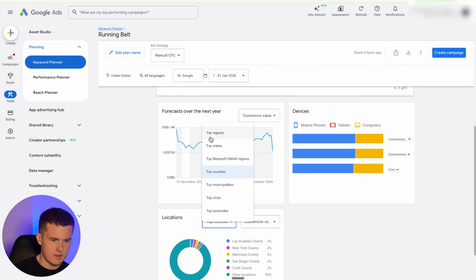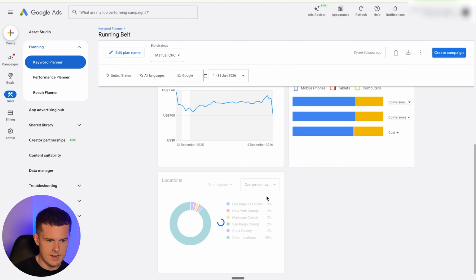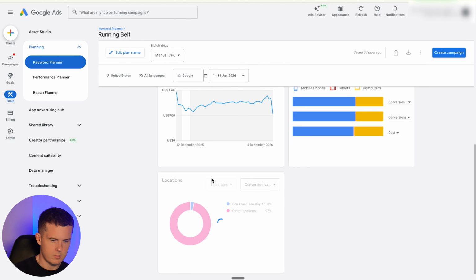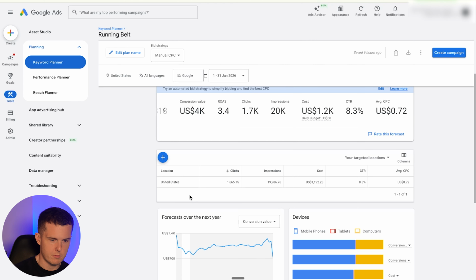You can also look at things like top regions, top states. We're over here in the US, so top states would probably be our best bet. If we wanted to look at California, Texas, New York, Florida, these are obviously the big states. They tend to come up most often, but it is just useful information to have.